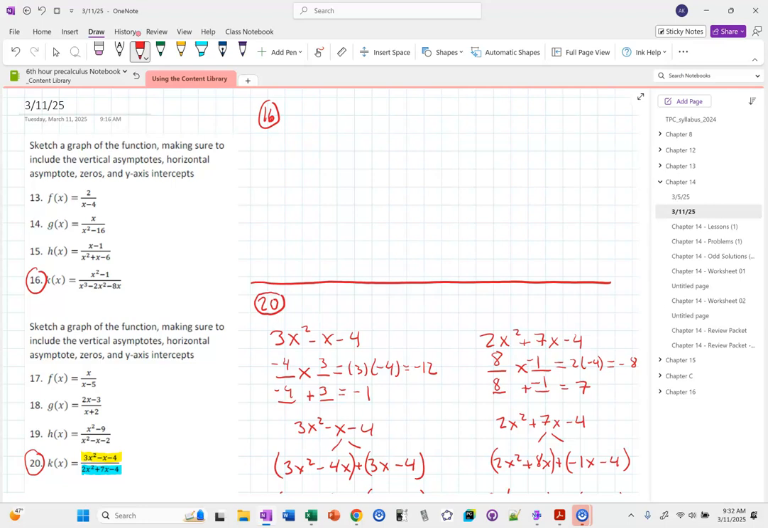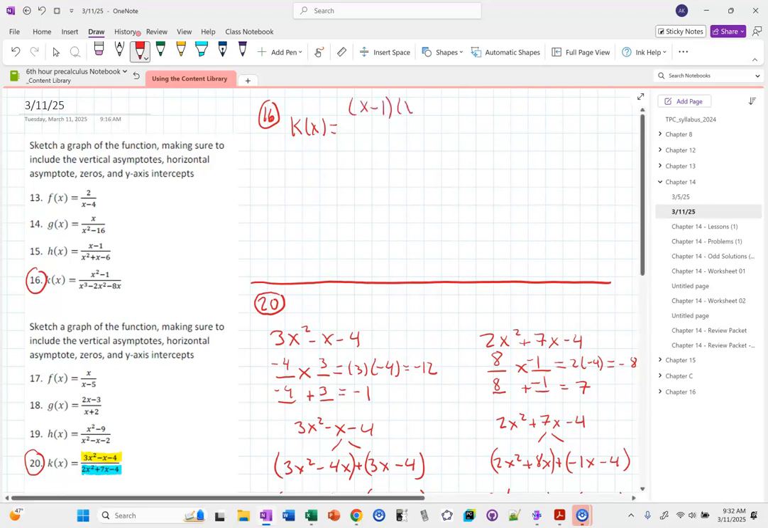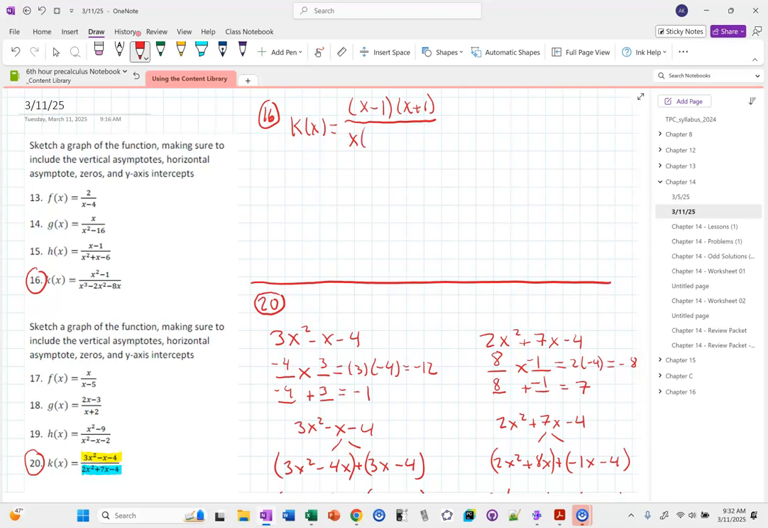So again, what do we want to start by doing? Factoring. Now this one should be pretty easy to factor. The numerator is just a difference of 2 squares. The denominator, if I take out a greatest common factor of x, the two things that multiply to give me -8 and add to give me -2 are -4 and +2. Everybody feel good?